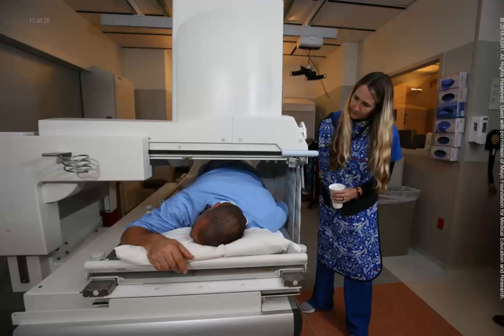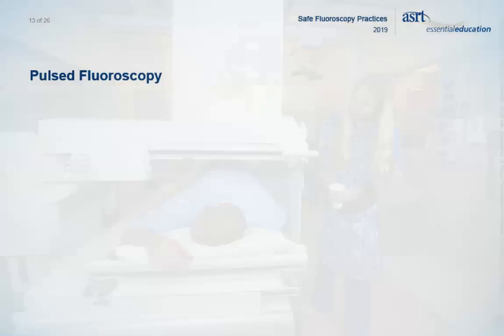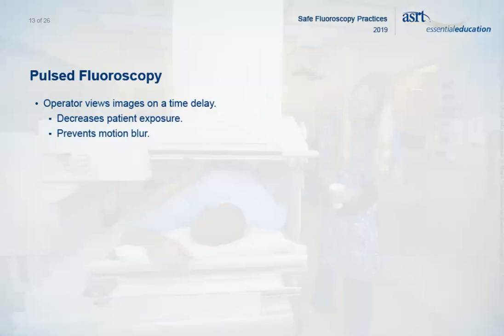Fluoroscopy operators should use pulsed rather than continuous fluoroscopy modes when possible, with as low a pulse as possible to minimize patient dose and exposure times. Pulse fluoroscopy modes allow the operator to view images on a time delay instead of constant viewing, which decreases patient exposure and can provide better images by preventing motion blur.